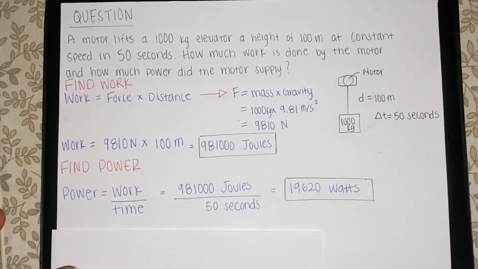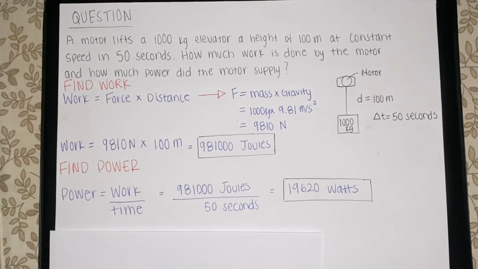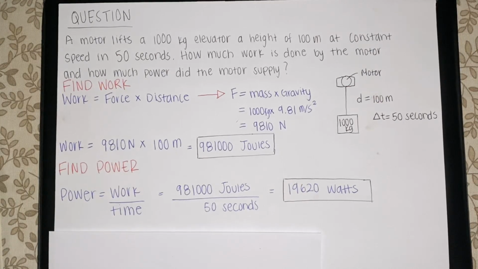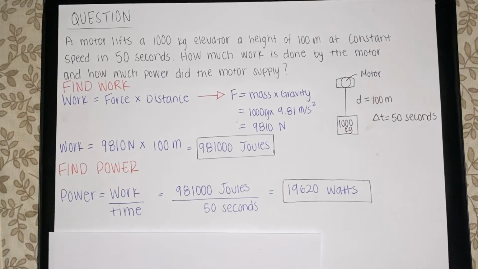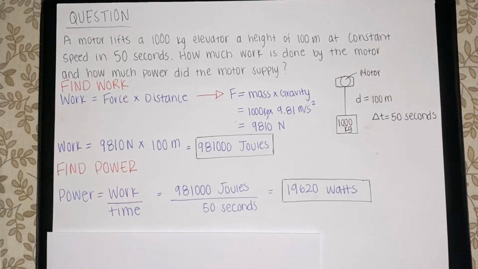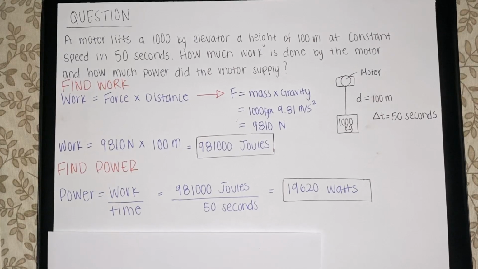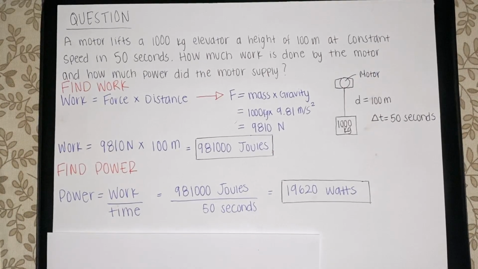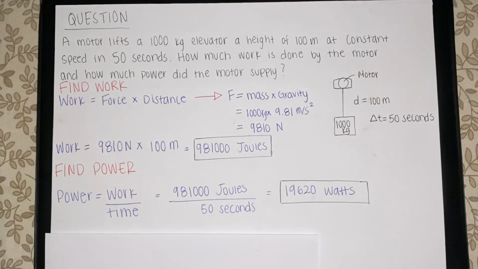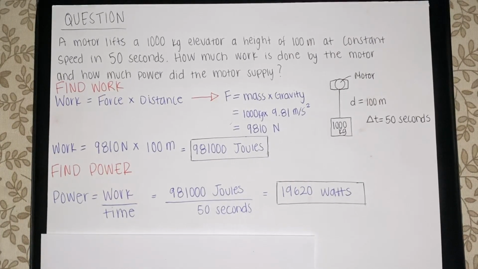So the second part of the question is asking us how much power did the motor supply. So to find the power, we know power equals work over time. Since we just found work, we know that work is 981,000 joules over time, which is given, which is 50 seconds. And when you divide the two, you end up getting 19,620 watts.